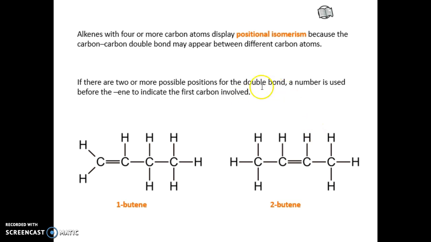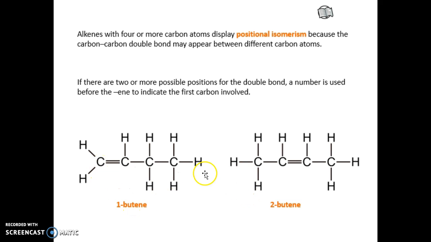We'll have a look at this example. I'll talk about isomers shortly. This one here we've got butene. So it's got 1, 2, 3, 4 carbons. It's got a single bond. It's got a double bond at carbon 1. So therefore it's a 1-butene.